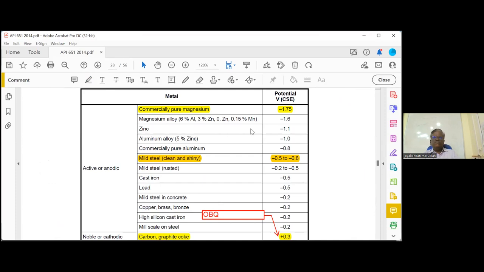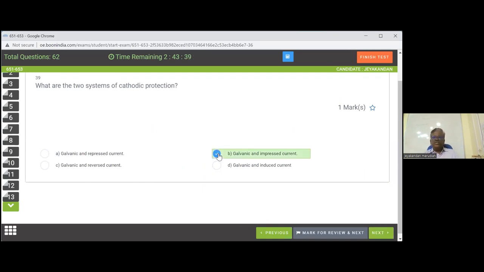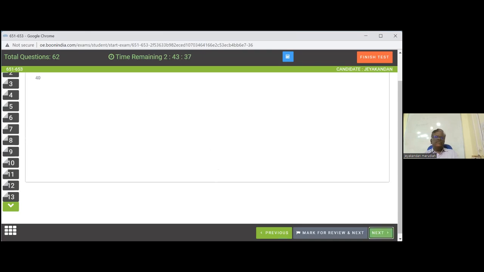Next question. What are the two systems of cathodic protection? So galvanic and impressed current. Okay, no need to mark. Next.